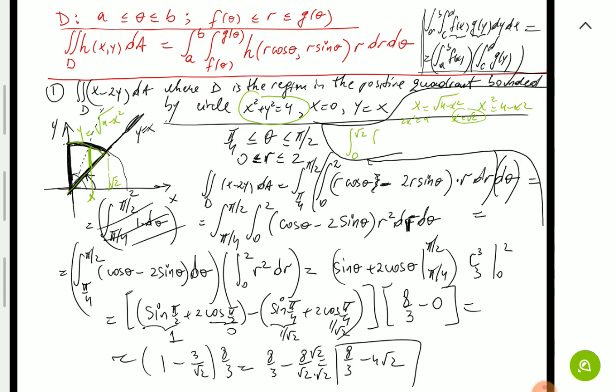On the inside, which is a real troublemaker, is the integral from the lower bound for y, which is on the line y equals x. So that's going to be x. And the upper bound is going to be square root of 4 minus x squared. And then the function to integrate is going to be x minus 2y, and then dy dx.